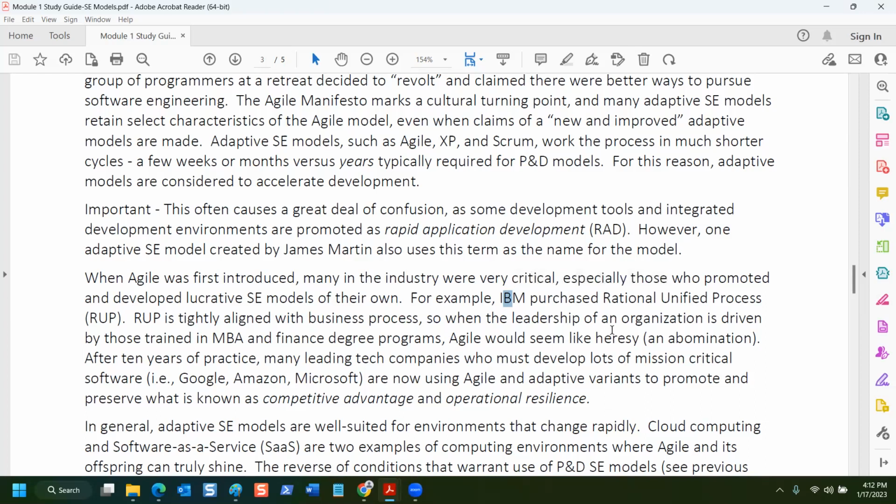So when the leadership of an organization is driven by those who are trained in an MBA program and finance degree programs, Agile would seem like heresy. It would seem like, no. See, admin types, business administration. Does everybody know what the acronym MBA stands for? A Master's of Business Administration. It's a degree.